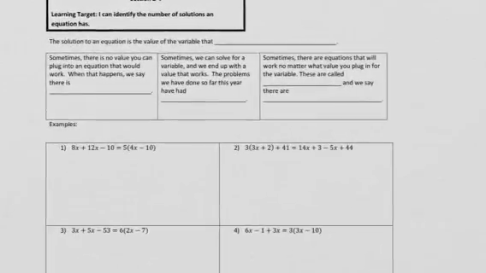So your learning target is to be able to identify the number of solutions an equation has. The solution to an equation is the value of the variable that makes the equation true. And like I just said, sometimes there's no value you could plug into an equation that would work. When this happens, we say there is no solution. The problems that we've done so far have one solution. That means only one number can be plugged in to make the equation true.